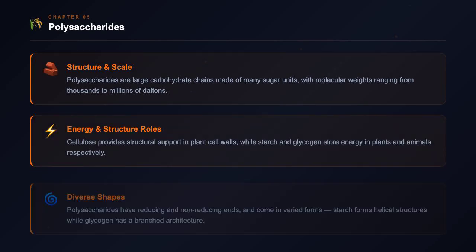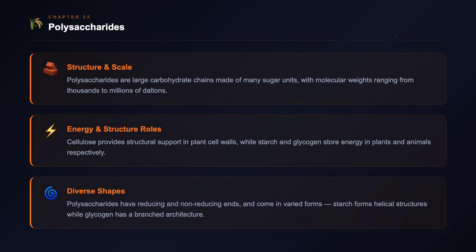Polysaccharides are large carbohydrate molecules made of many smaller sugar units. They can grow incredibly large, with molecular weights ranging from thousands to millions of daltons. Polysaccharides serve as structural building blocks or store energy. Examples include cellulose, starch, and glycogen, all made from glucose units. Cellulose provides structural support in plant cell walls, while starch and glycogen store energy in plants and animals.